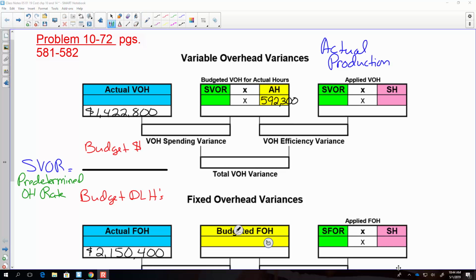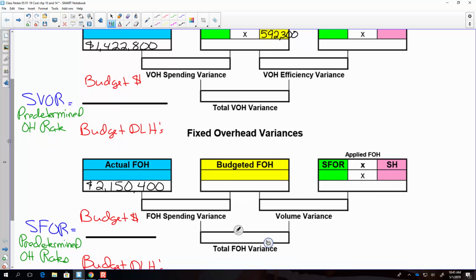All right, so I filled in a little bit of the problem numbers. Actual variable overhead, actual fixed overhead. And then I also put in the actual hours at 592,300. Let's look at our rates, our standard variable overhead rate and our fixed overhead rate. So I have on the left side here the computation, and I've made a note here as to what numbers we have to find to get those rates.